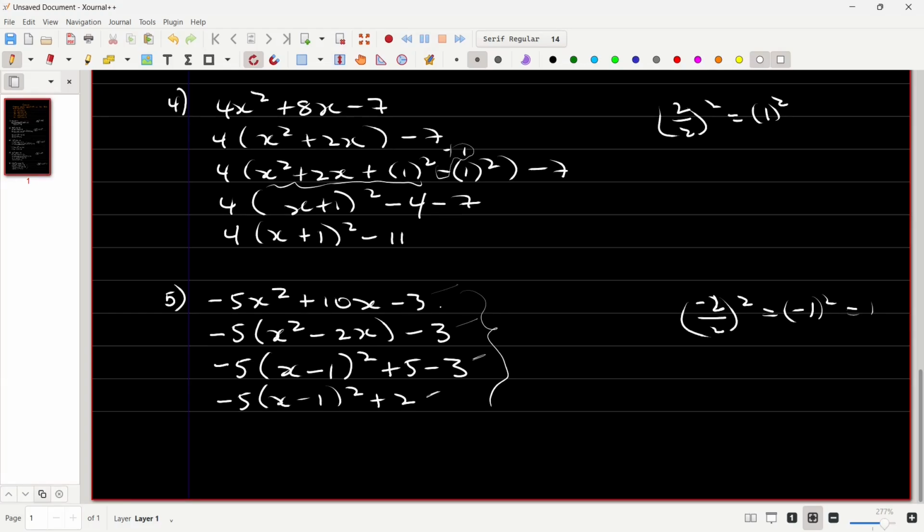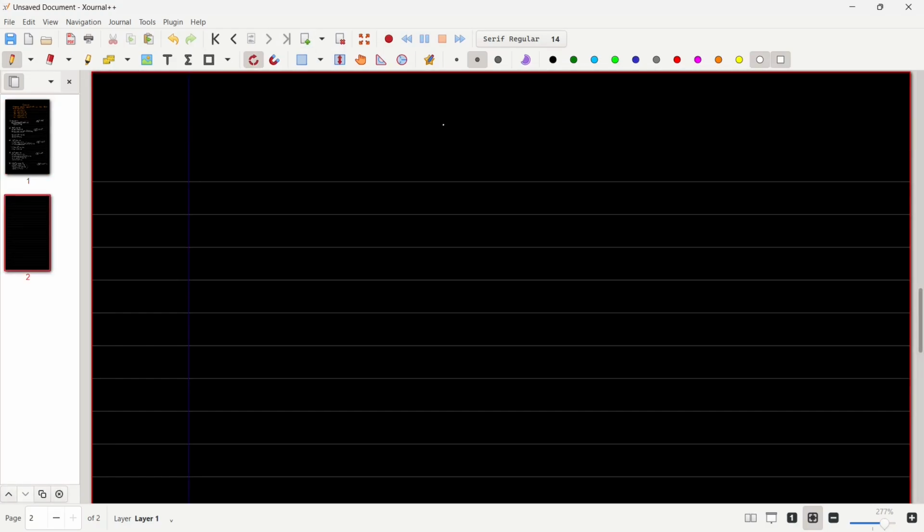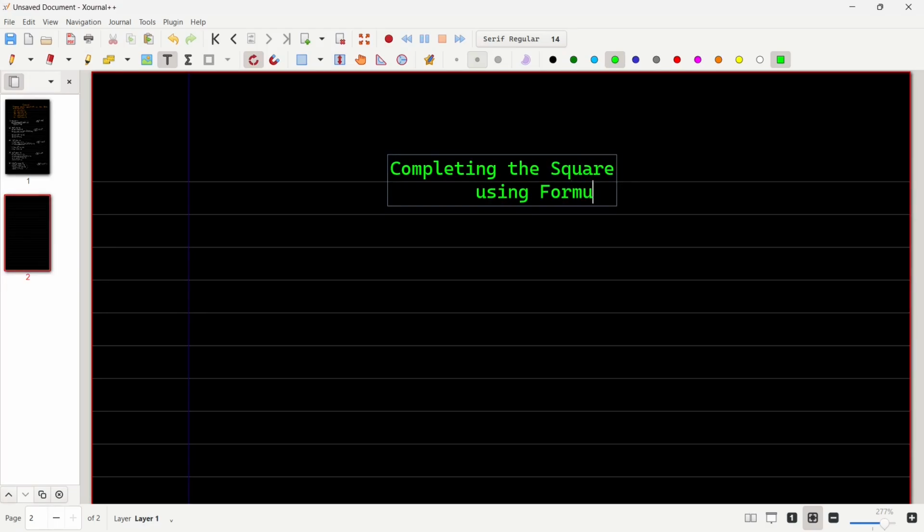All right, so that's going to be it for this exercise, and now we're going to go on to today's lesson, which is to complete the square again. But what we're going to be doing is using formulas. So let me add a new page here, and let me just put this in text up here with green: completing the square, and we're going to be using formulas. All right, so we're going to be using formulas to complete the square.